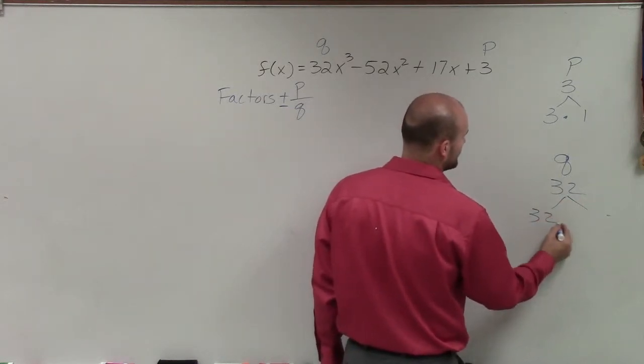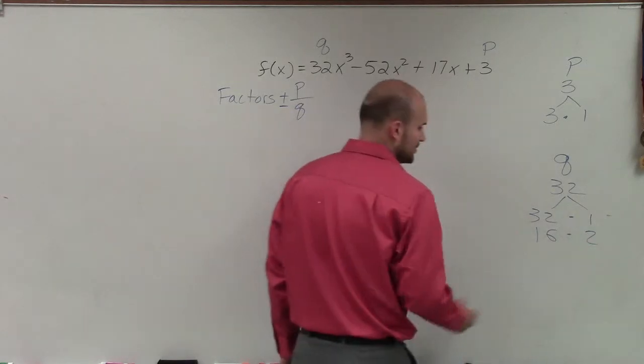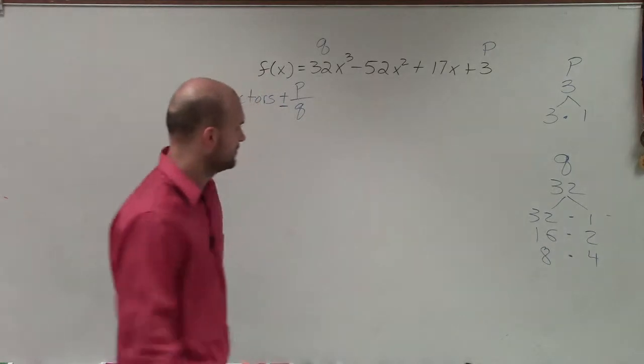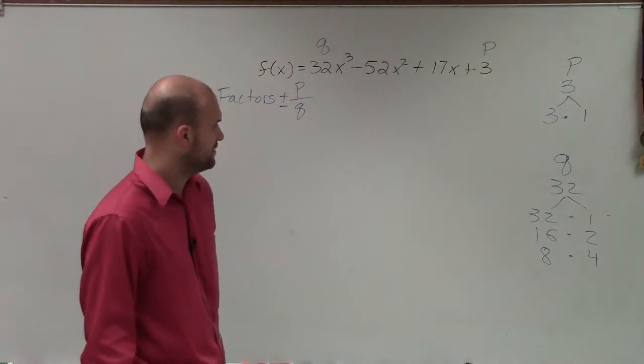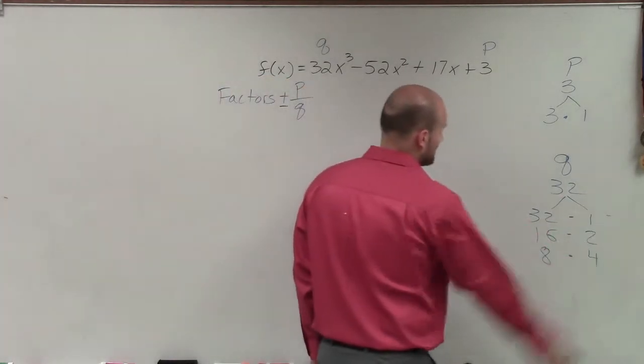So we have 32 times 1. We have 16 times 2. We have 8 times 4. And that's it, right? So we have all these factors.